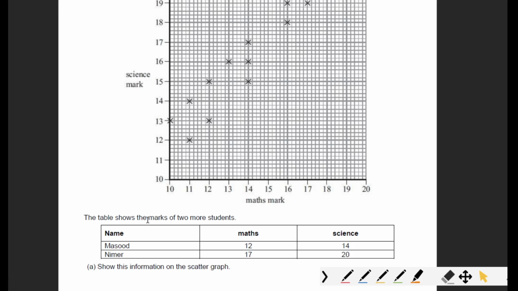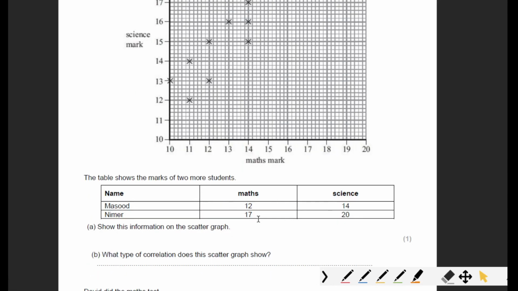The table shows the marks of 2 more students. So Masood got 12 marks for maths, 14 for science. So we need to plot that, because we need to show that on the scatter graph. We're going to plot that, and one for Naima as well: 17 for the maths, 20 for the science.